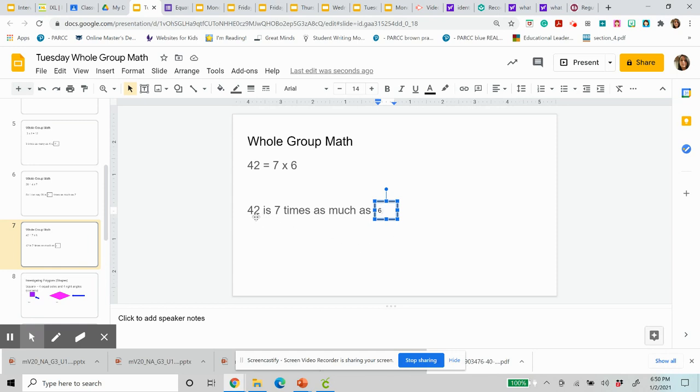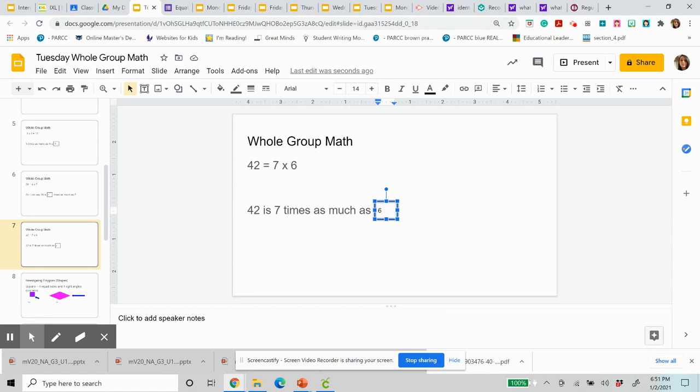So let's just say someone is 42 years old, and someone is 6 years old. And you want to know how much older. Well, they're 7 times older than this child. 7 times. They've lived that life 7 times. 6, they did 6 years, 7 times. 6 times 7 is 42.